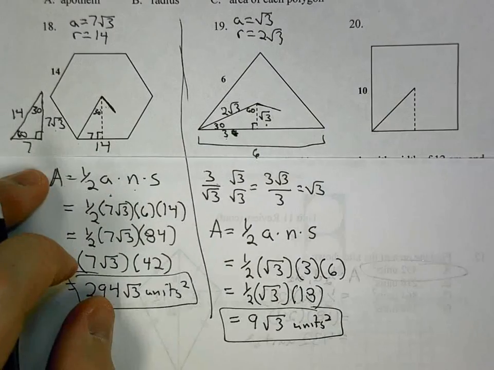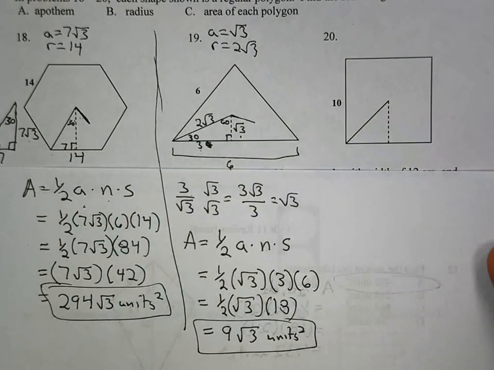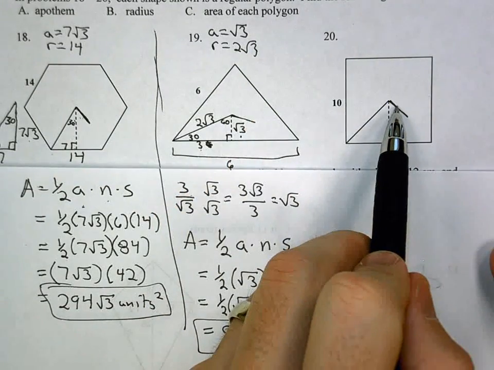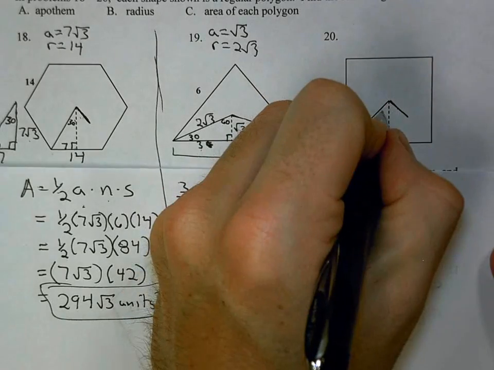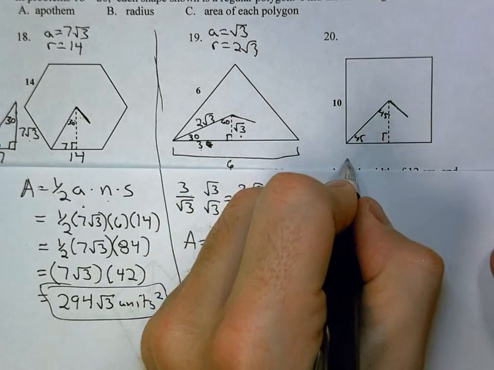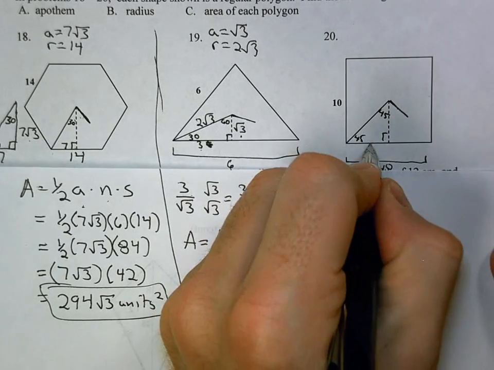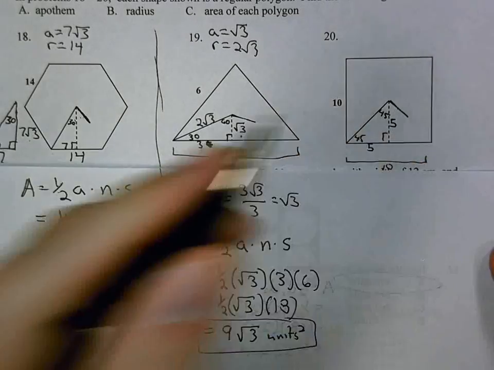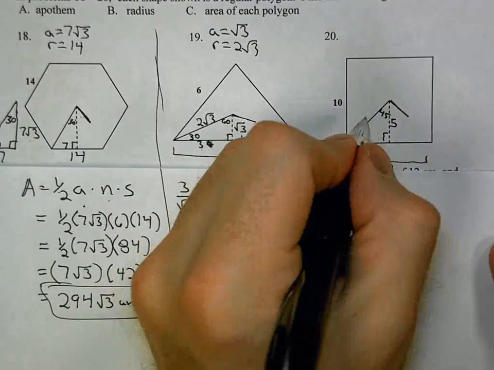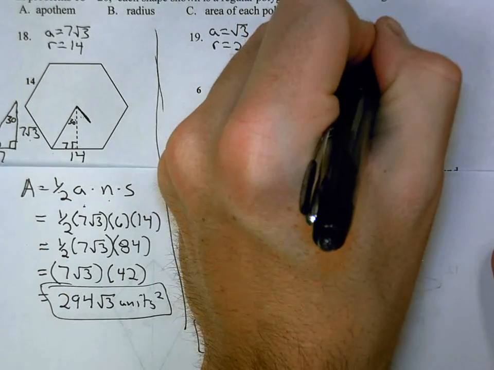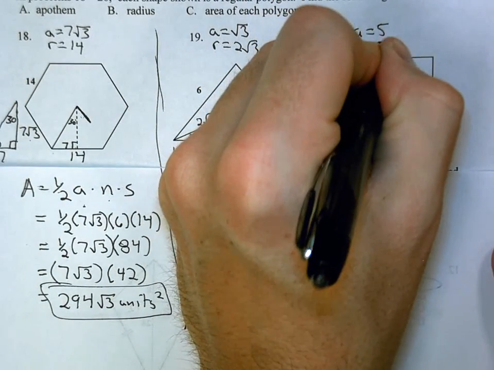Okay. Last one here is a square. In a square, we have our central angle. 360 divided by 4 makes this 90, which makes this triangle a 45, 45, 90. If this was 10, this would be 5. In that special right triangle, it's isosceles, so that's also 5, and the hypotenuse would be 5 root 2. Tells us our apothem is 5, radius is 5 root 2.